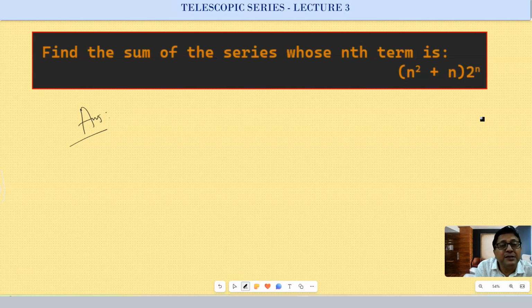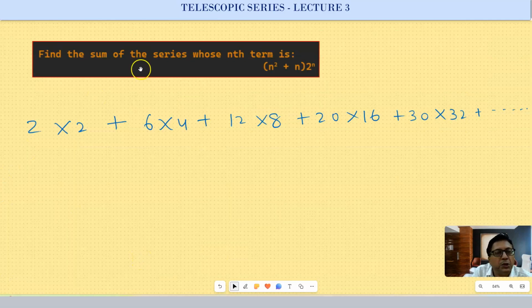So if we write the series, actually it's going to be that 1 square, that is 2 into. So if you put the values here, n equal to 1, 2, 3, the series is like this. So for this series, again we are going to express this one as the difference of two terms. How to?